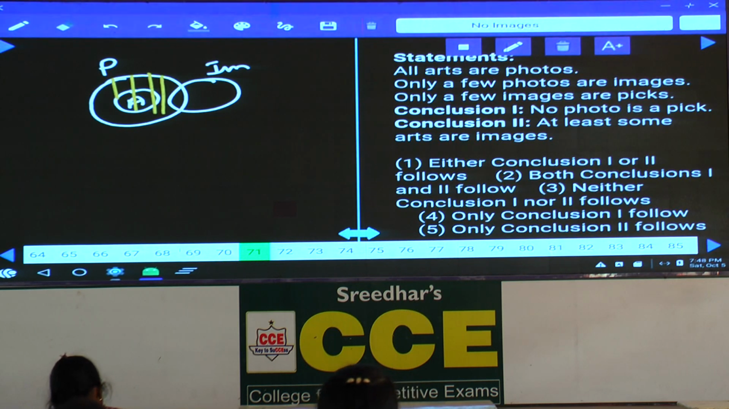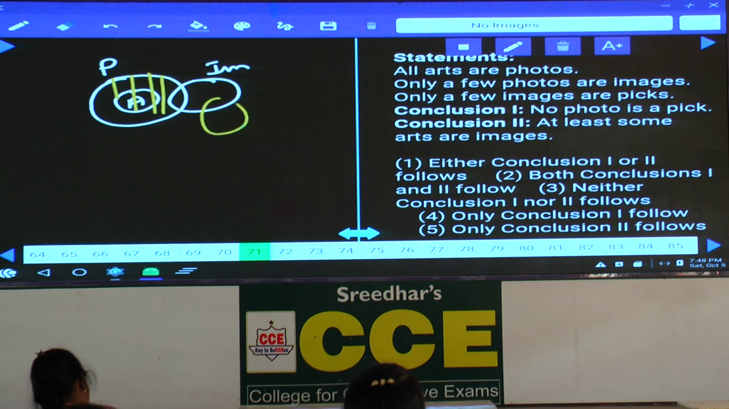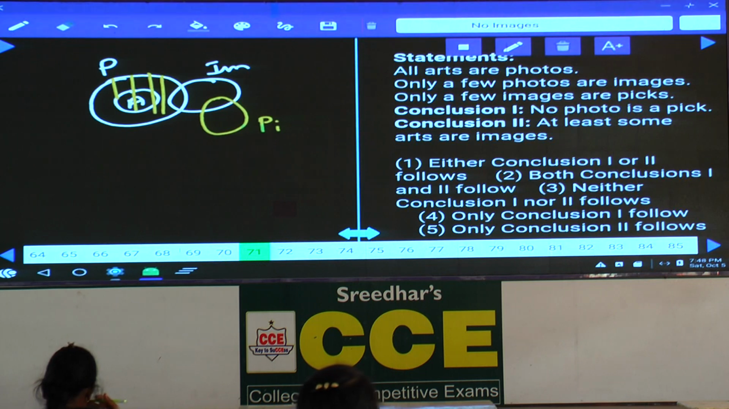Next one: only few images are pics. Only few images are pics means, now, image and pics. Now this is pic and this is photo. Only few images are pics. That means all images cannot be pics as well, isn't it? All images cannot be pics.